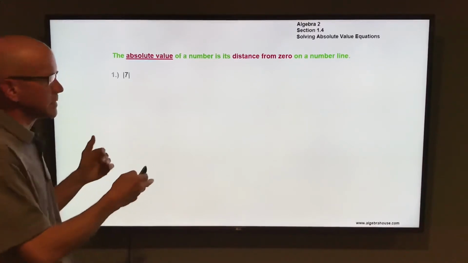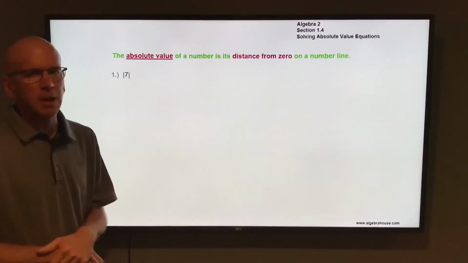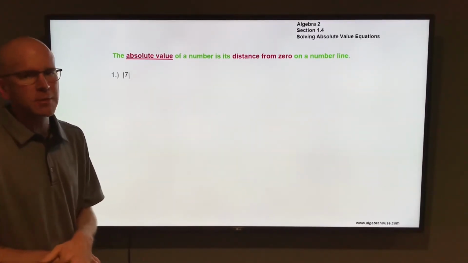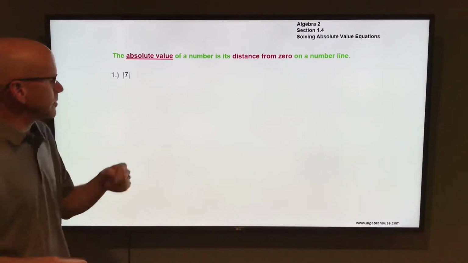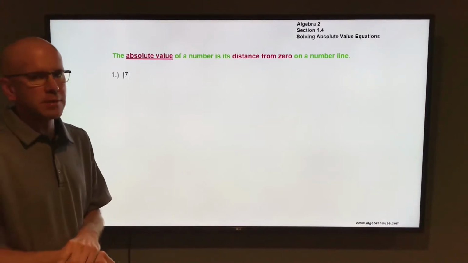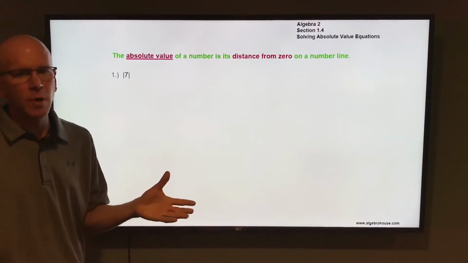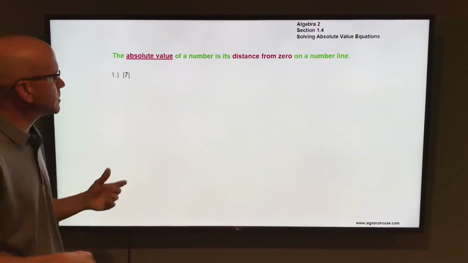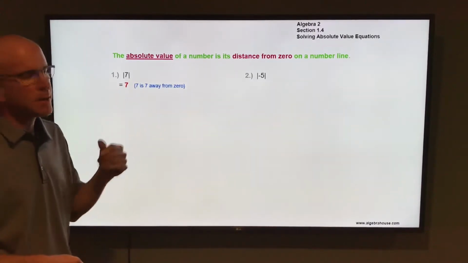It works on numbers like these, but when you get into solving equations, you always have to think about absolute value being the distance it is from zero on a number line. So if we have the absolute value of 7, again, the meaning of absolute value is the distance away from zero on a number line. So think to yourself, how far is 7 away from zero on a number line? It's 7 away from zero. So the absolute value is 7.